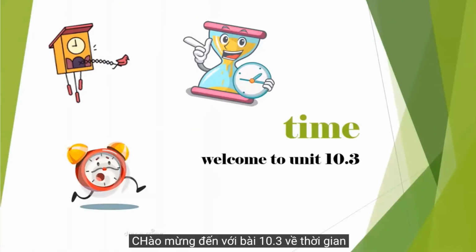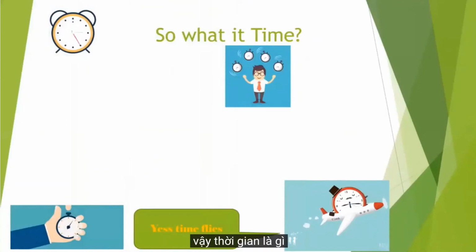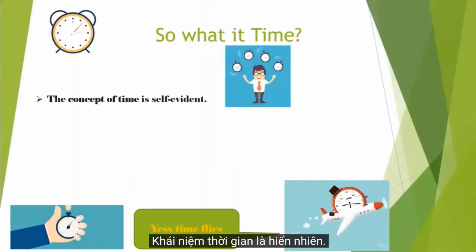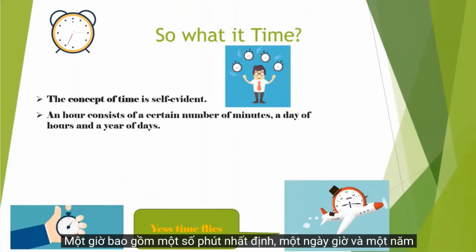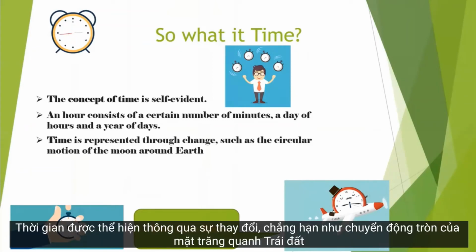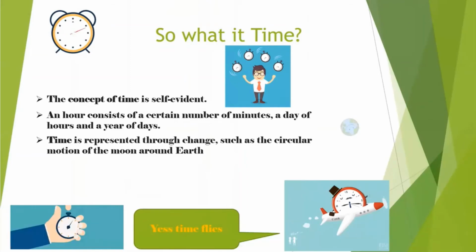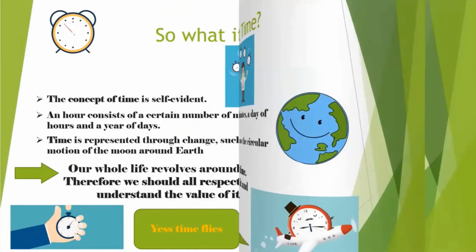Welcome to Unit 10.3. It's about time. So what is time? The concept of time is self-evident. An hour consists of a certain number of minutes, a day of hours, and a year of days. Time is represented through change, such as the circular motion of the moon around Earth. Our whole life revolves around time. Therefore, we should all respect it and understand the value of it.